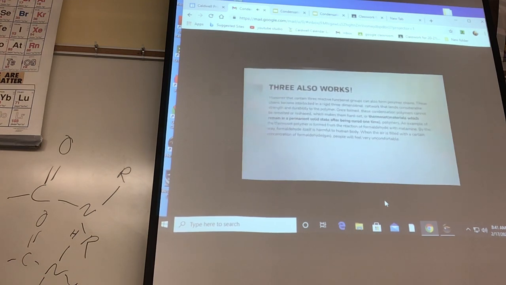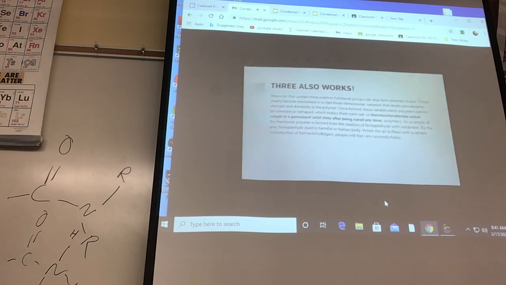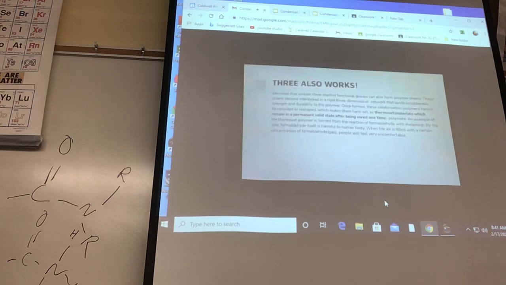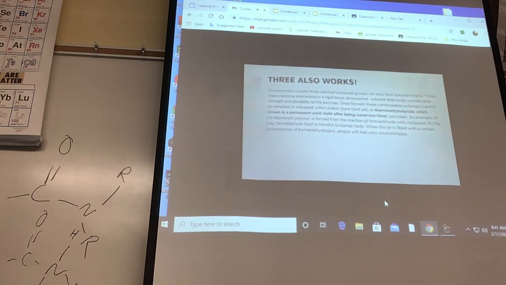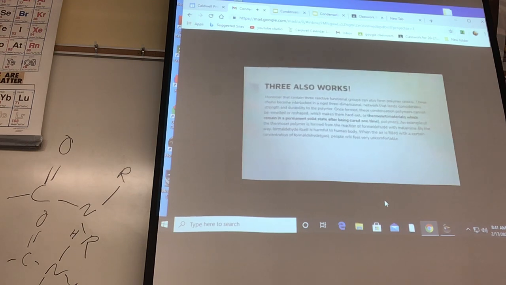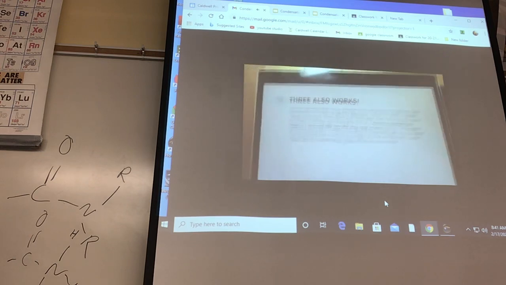An example of the thermoset polymer is formed from the reaction of formaldehyde with melamine. By the way, formaldehyde itself is kind of harmful to the human body. When the air is filled with a certain concentration of formaldehyde gas, we will feel very, very uncomfortable.